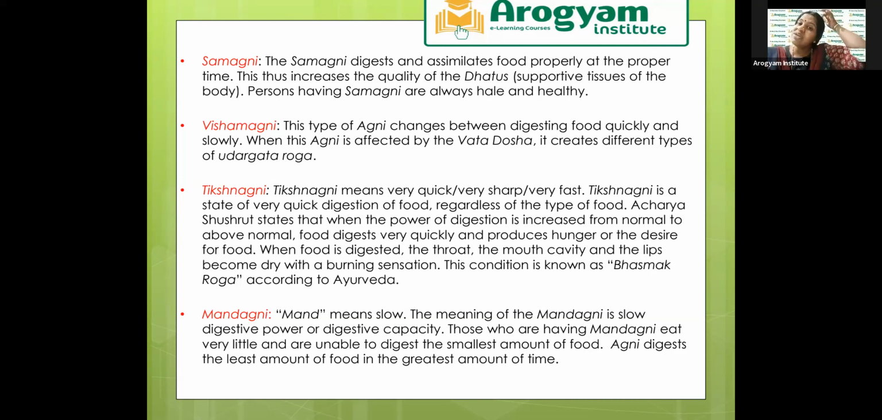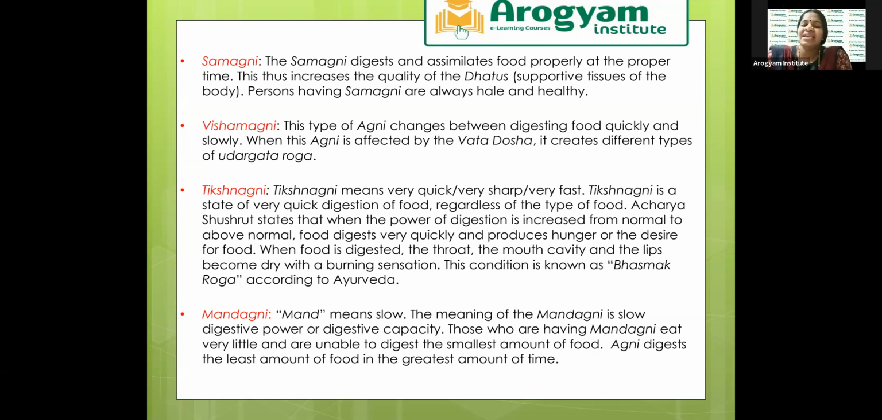See, in every person who has Tikshnagni, we do not see this Bhasmak Roga. So only in very rare conditions we get to see this hypermetabolism and highly strong Agni which is indicative of Bhasmak Roga. Generally we can see this in some metabolic disorders like hyperthyroidism and all, right? So this is about Tikshnagni.